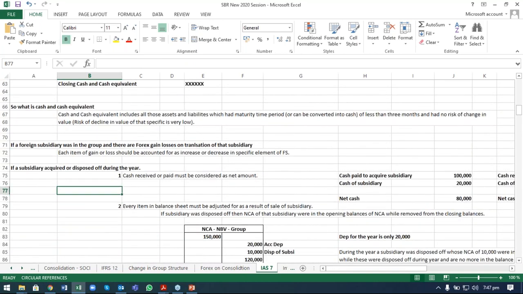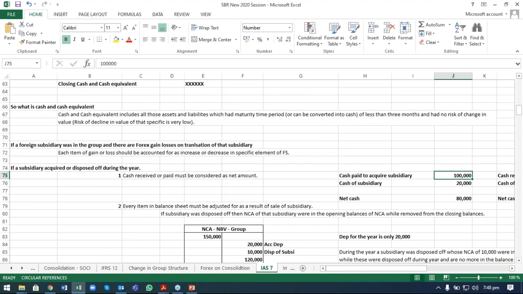Now, just giving you an idea. I'm not looking into cash and cash equivalent. I'm just looking into what you need to do if a subsidiary was acquired or disposed of during the year. The first thing is any cash received or paid for the acquisition of a subsidiary or from the disposal of a subsidiary. I have an example. For example, if you have paid cash to acquire a subsidiary, effectively you have lost control over this amount because you have delivered this cash to someone else.